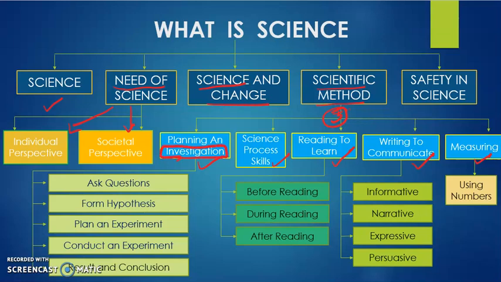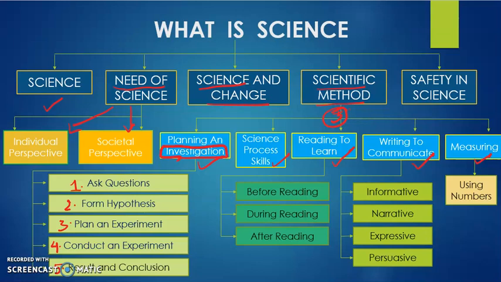What is the meaning of investigation? To find an answer to a question or to find a solution. Generally we use the word investigation to find the answer to a question. Here the investigation will be done in five steps in a stepwise manner. The first step is asking questions. The second step is forming a hypothesis. The third step is planning an experiment. The fourth step is conducting an experiment. And the fifth one is result and conclusion.